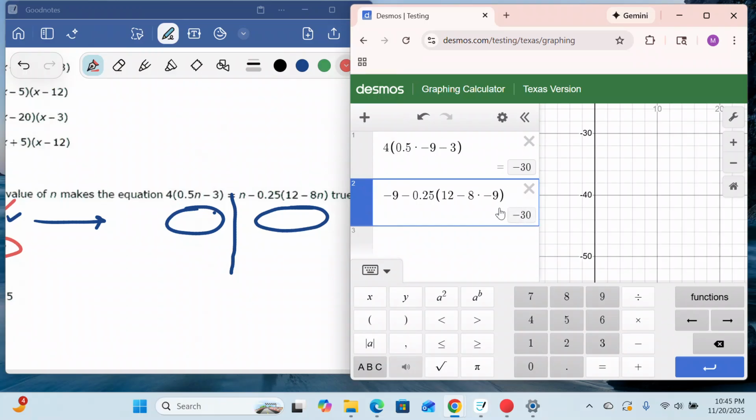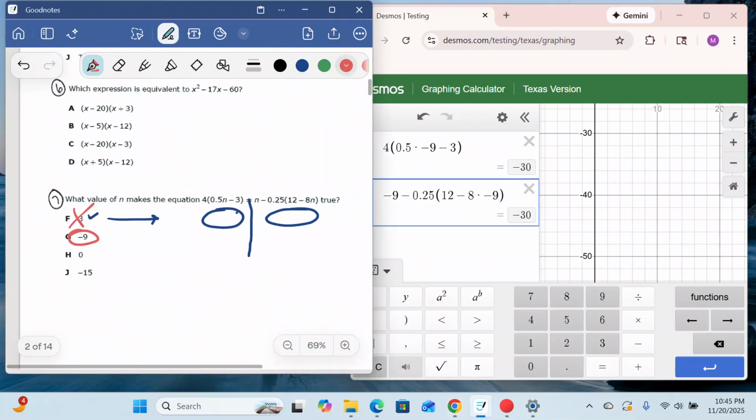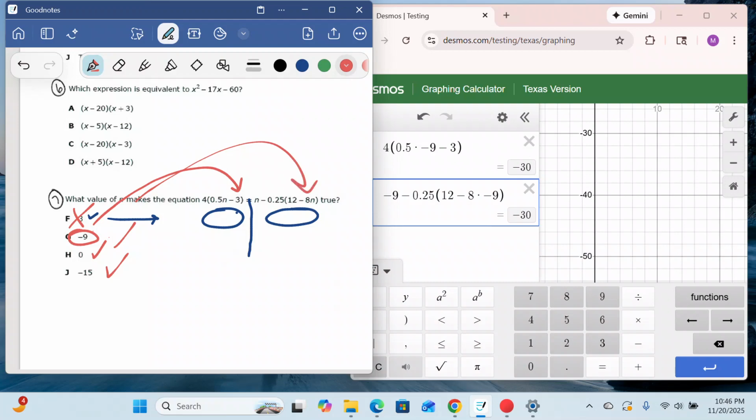I let Desmos do the work, and guess what? Desmos got it right, so that is your answer. The answer choice is G. So once again, that is your answer choice. I would recommend doing this one and this one, and also solving it via distributive property and solving for the n. So once again, that is the answer. Test it out. Do it by yourselves on Desmos and find out that it doesn't equal.